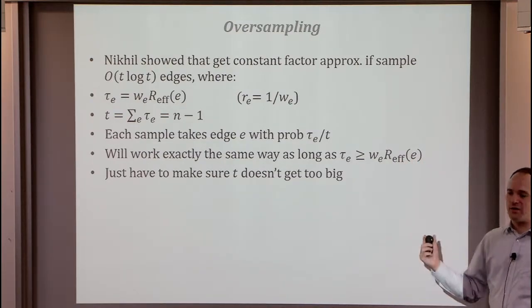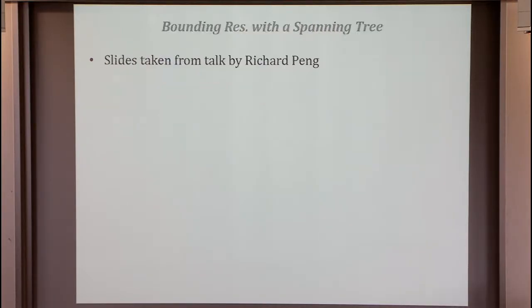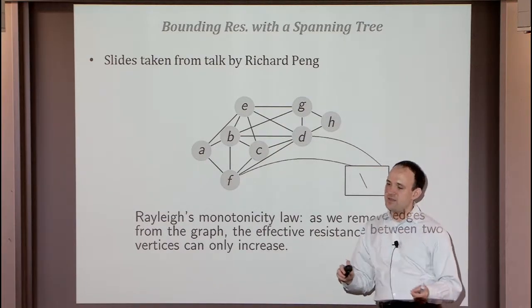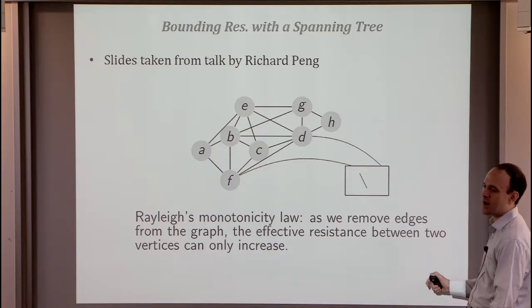If we're too crude in our upper bounds, then I could just make them all 1. We'll get too many edges. So that's kind of our main goal. And the idea, I stole some slides from Richard Peng, is that we're going to bound the effective resistances with a spanning tree instead of computing them exactly. So we don't want to solve a whole linear system. We're just going to get a crude enough approximation to do things well.